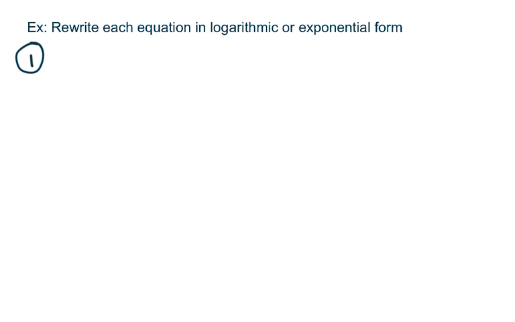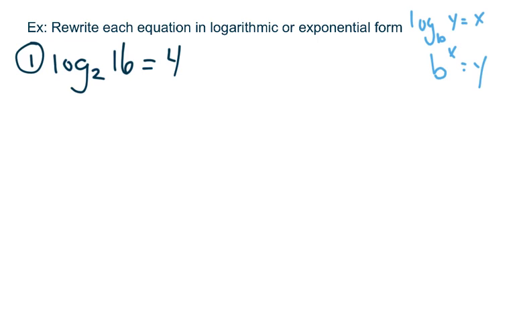We're going to start with logarithms and turn them into exponents, and then we'll do the exponents and turn them into logarithms. Okay, so number 1, we've got the log base 2 of 16 is equal to 4. Remember we have log base b of y is equal to x, and that turns into b to the x power is equal to y. So your base in your exponential form is going to be 2. Your exponent is this one right here, so 2 to the 4th power, and then it's equal to what you were taking the log base 2 of, so 2 to the 4th is equal to 16.